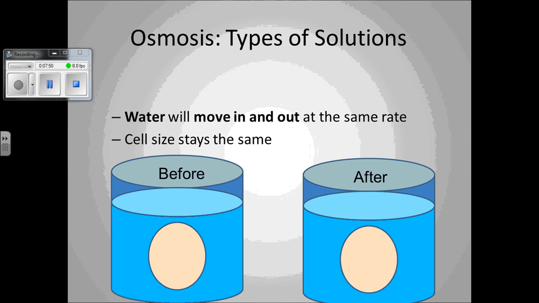The third type of osmosis is called isotonic. If we have one type of osmosis where water moves out, one type where water moves in, this type we have the solution the same on the inside and out, so water is going to move in and out at the same rate. The cell is going to stay the same size.